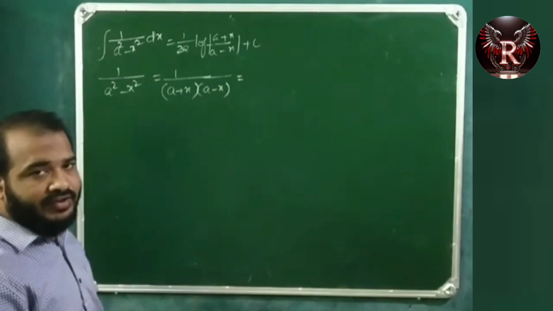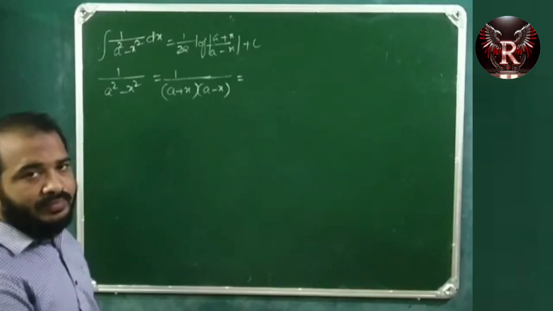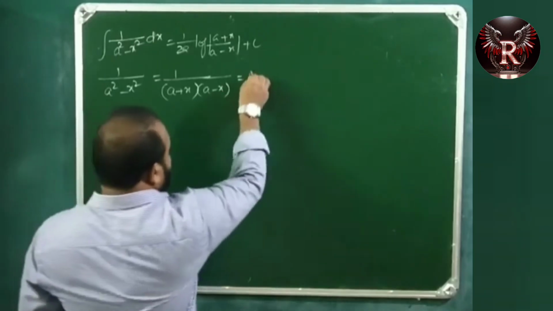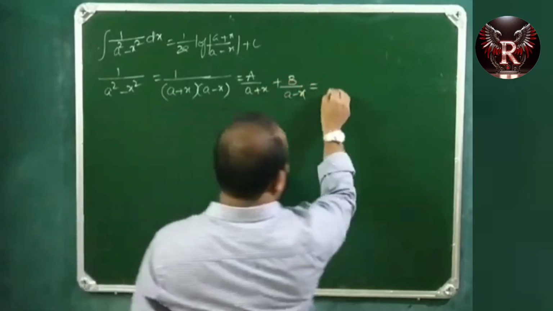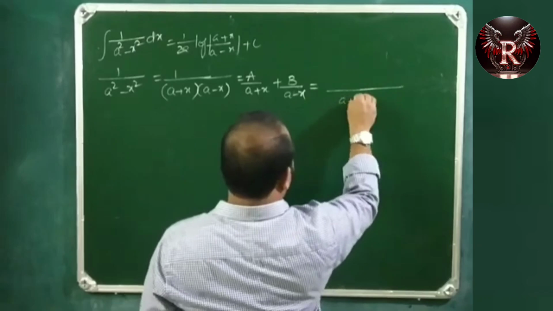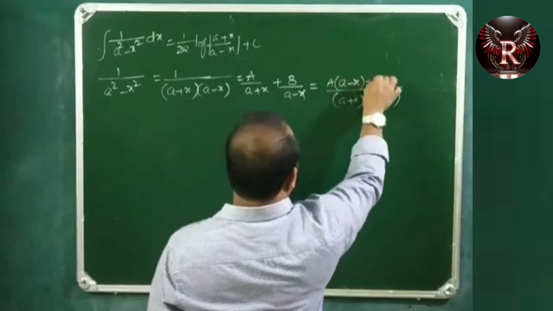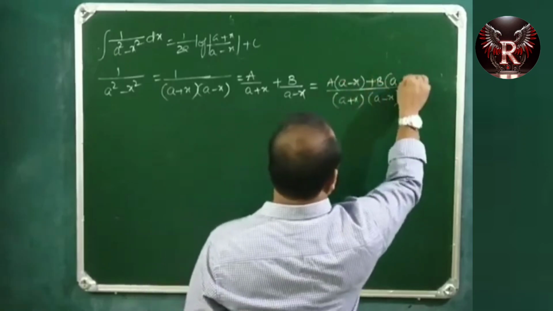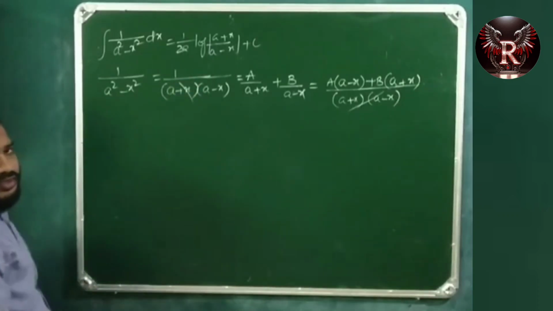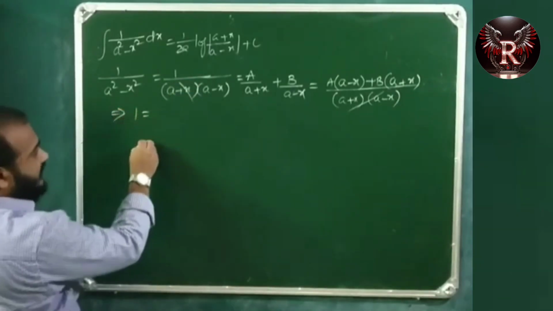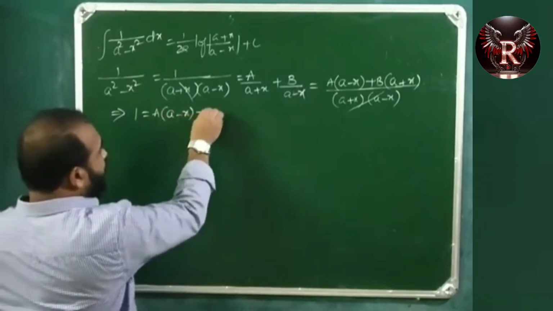For every non-repeated linear factor ax plus b, there exists a partial fraction of the form A by ax plus b. So therefore here, A by a plus x plus B by a minus x. If you find the LCM for this, a plus x into a minus x, this is A into a minus x plus B into a plus x. So these two get cancelled on both sides in the denominator. So 1 is equal to A into a minus x plus B into a plus x.